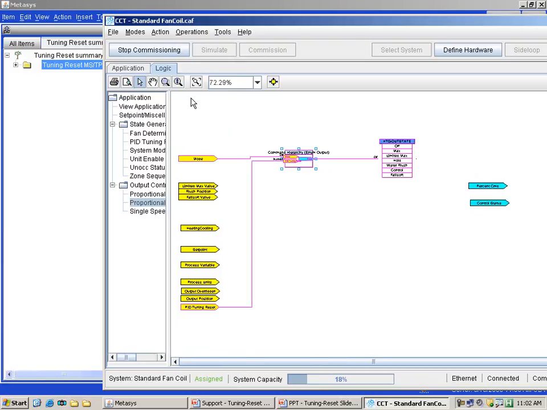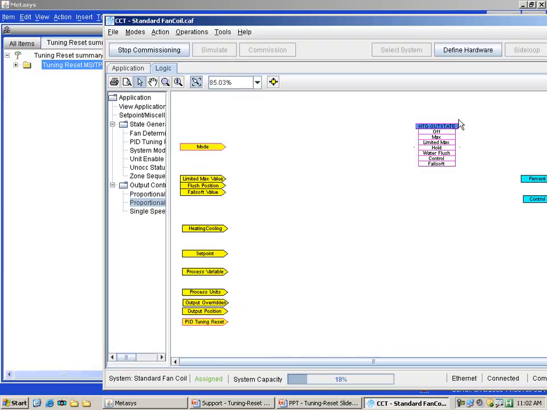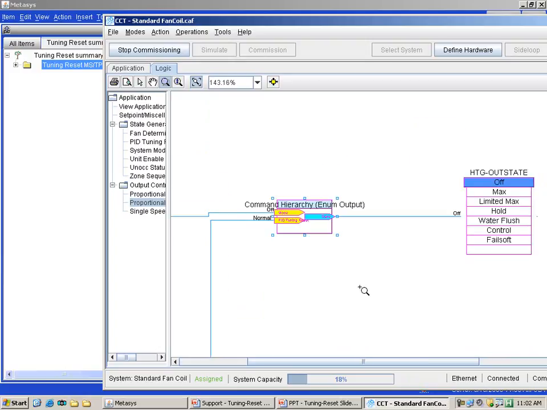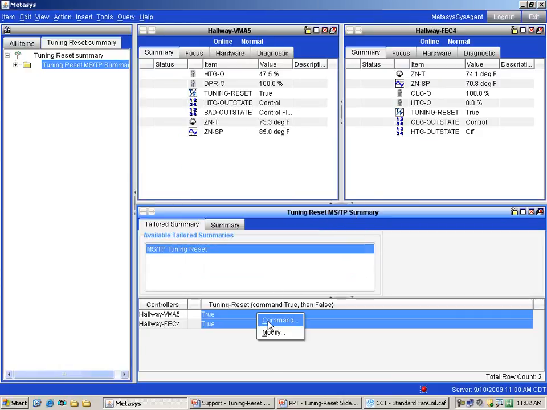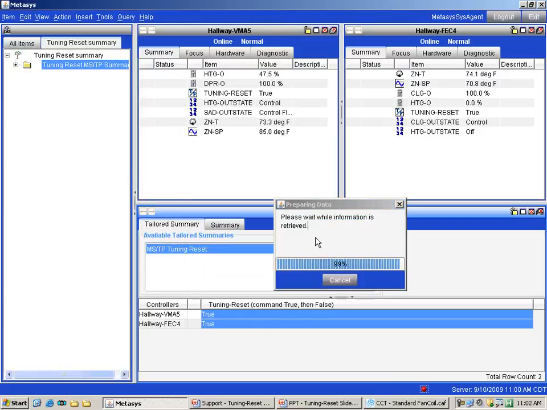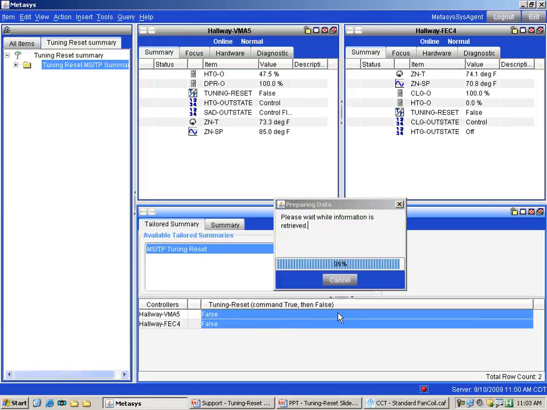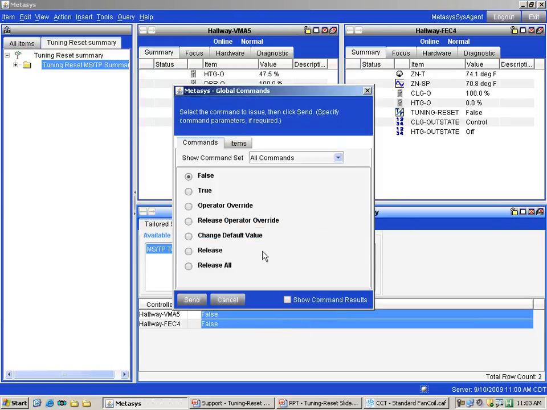So I think in this example what I'm going to do now is get CCT set up with a closer view here so that we can see the actual command from the command hierarchy block executing. So I'll leave CCT in that zoom mode. I'll go back to the user interface again. Let's see, I need to command these to false and then to true. So let me send the false command out. And then I'll send another true command to demonstrate how this looks inside heating logic. Keep in mind, currently it's in the off state.